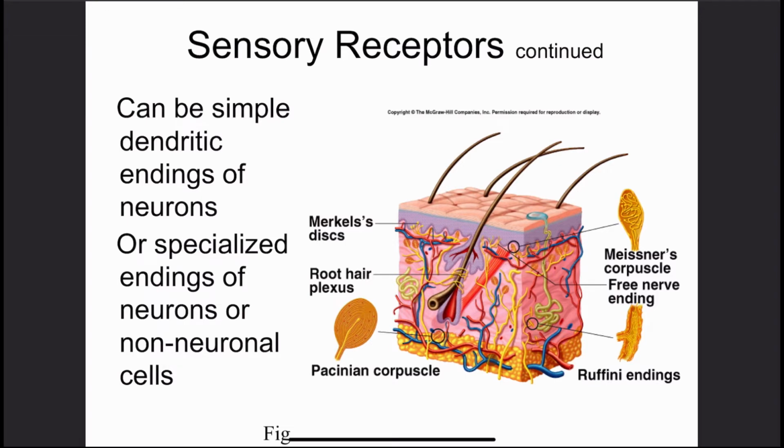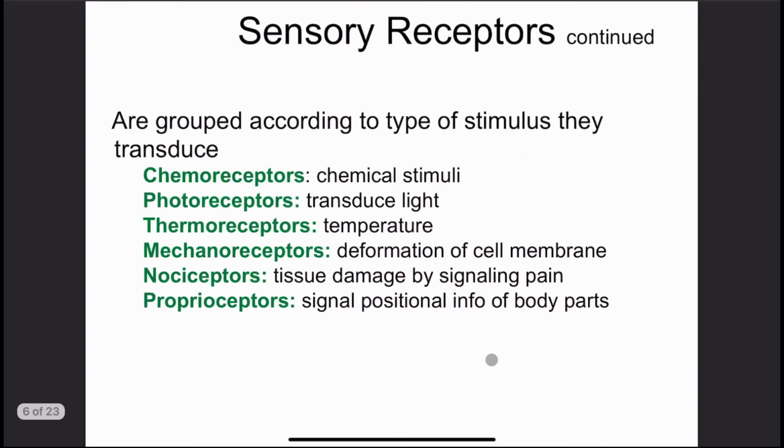Sensory receptors can be just the simple dendritic ends of a neuron, or they can be more specialized. They can be specialized endings of neurons or even specialized cells. So here are some examples that you can find in skin. We'll talk about these in just a second. There are different types of sensory receptors, and they're named based off of the type of stimulus that they transduce.